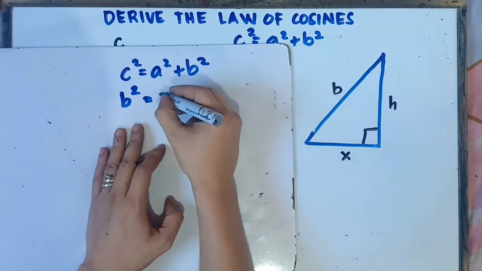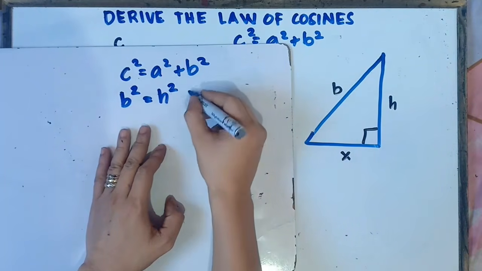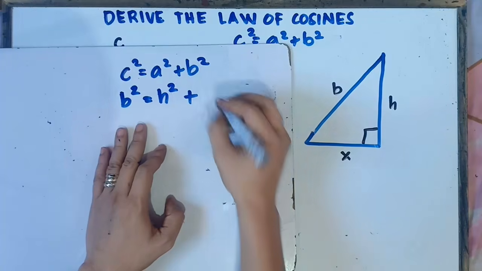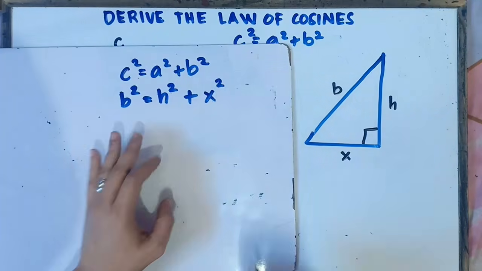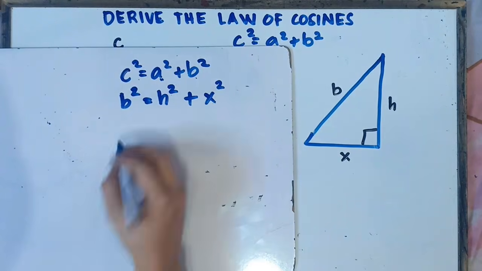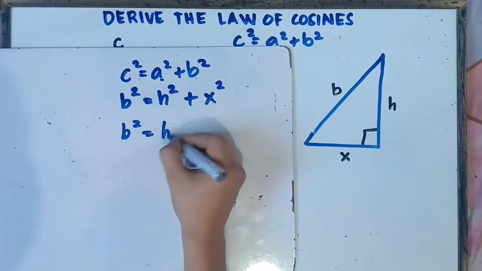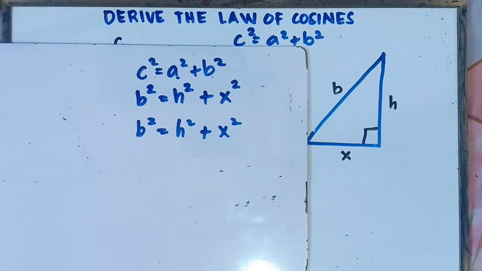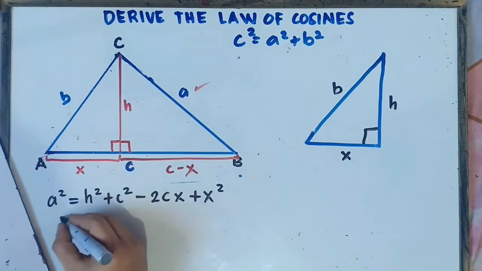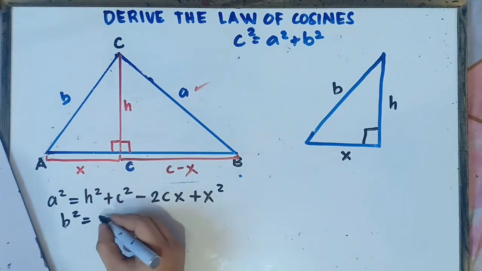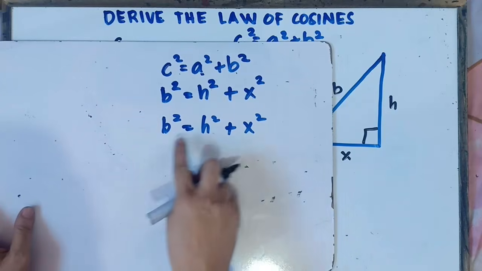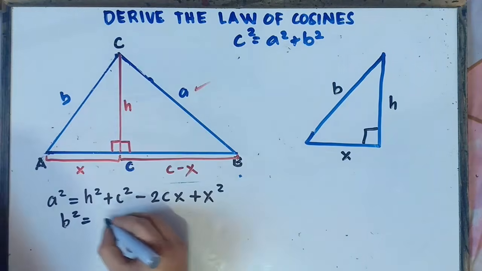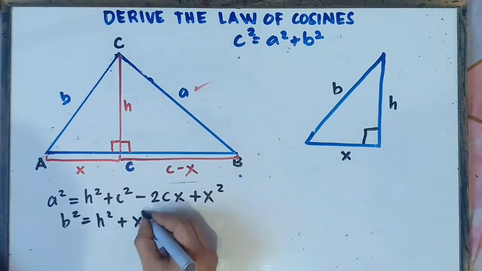A will be h. So h, and then copy squared, plus our value of b, that would be x, and then copy squared. So therefore, it should be b squared is equal to h squared plus x squared. Alright, so this will be our second equation: b squared is equal to h squared plus x squared.